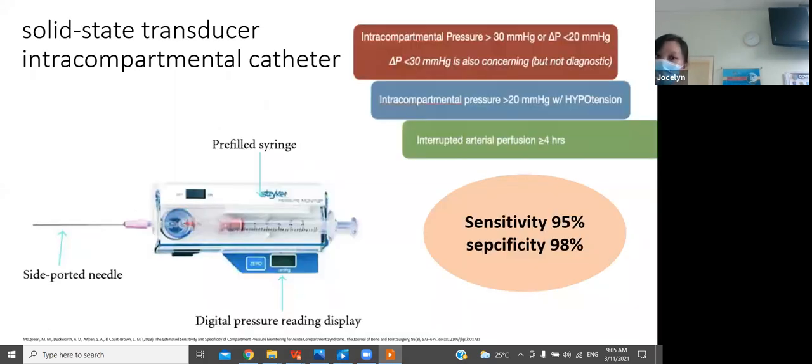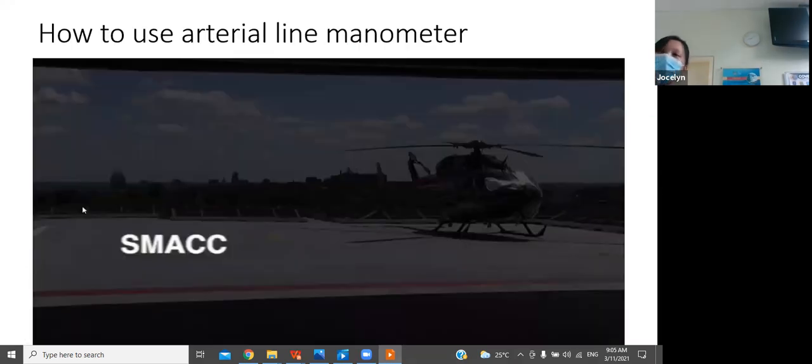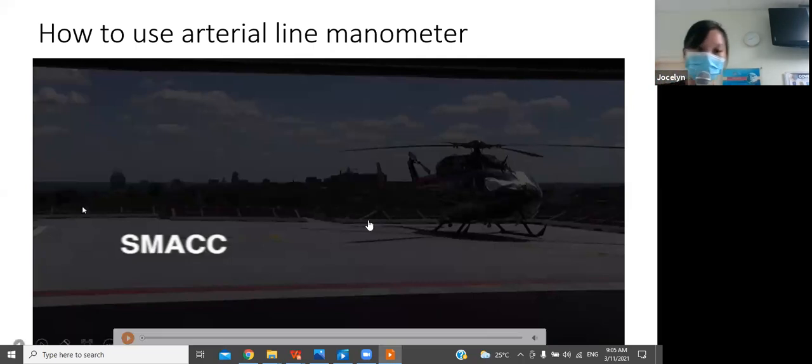So this one is the Stryker. Actually, Stryker is a brand name. It should be called a solid state transducer intracompartment catheter. The sensitivity is 95%, specificity is 98%. So what if you don't have a Stryker? Do you ever think about what we should do if we don't have one? Actually, we can use an arterial line manometer. This one is a video taken by a critical care doctor in the US. I will show the video.